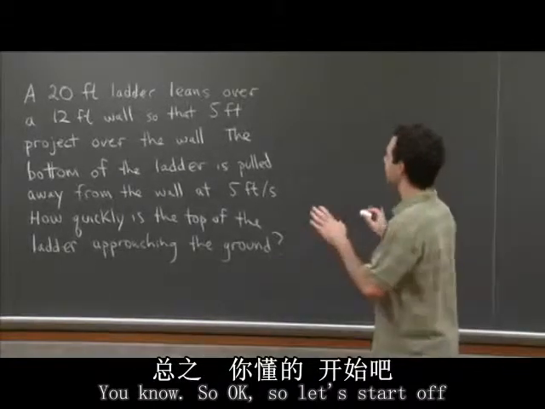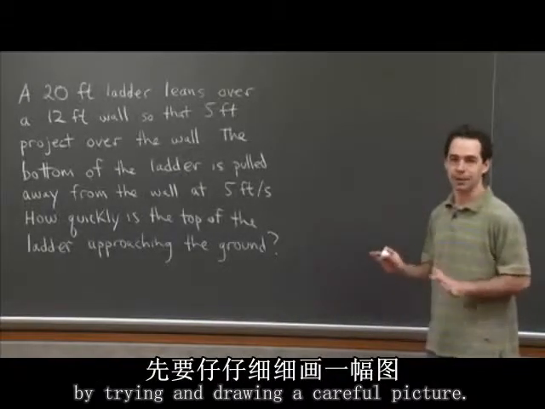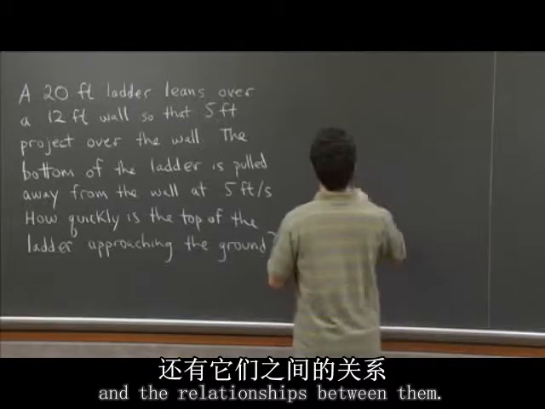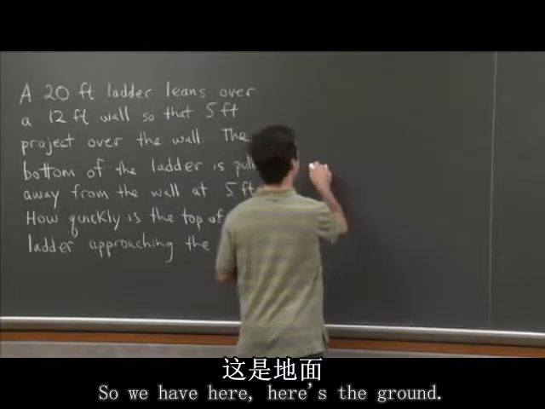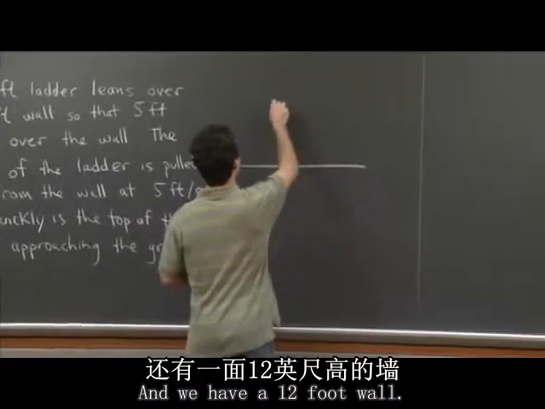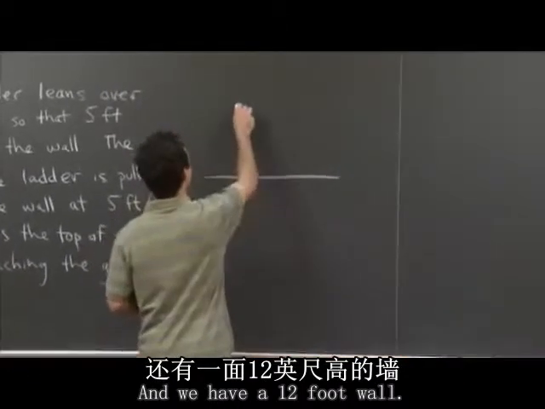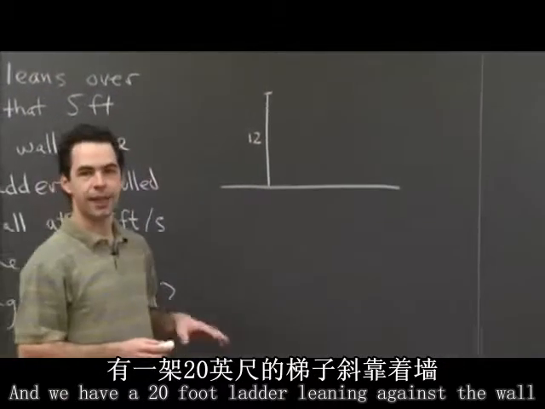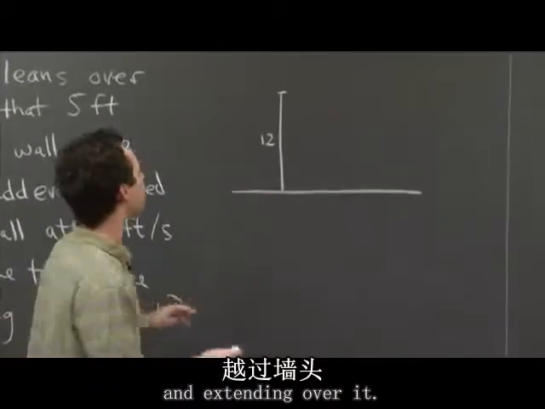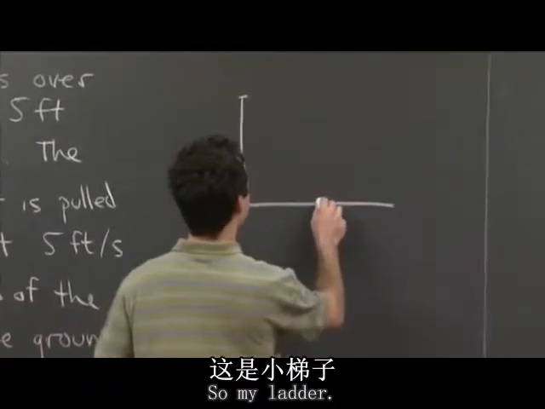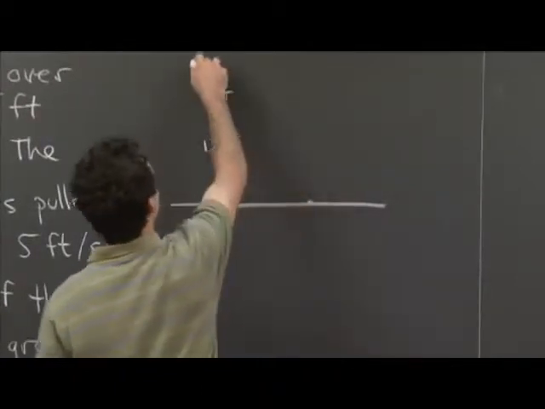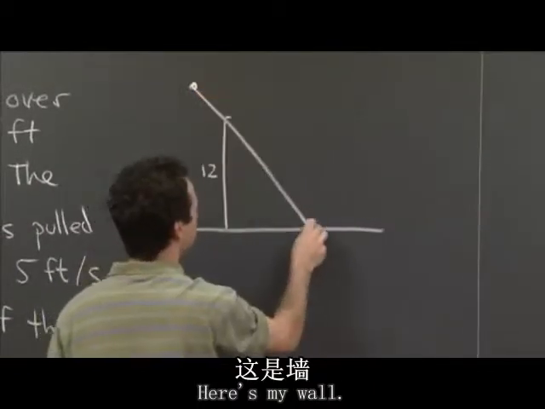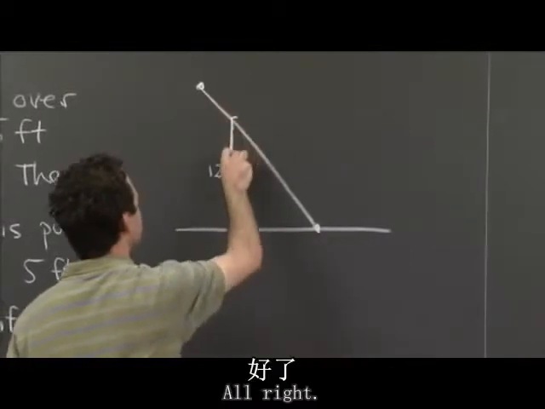Okay, so let's start off by drawing a careful picture, and then we'll have to figure out what the quantities that we're interested in are and the relationships between them. So here's the ground, and we have a 12-foot wall. And we have a 20-foot ladder leaning against the wall and extending over it. So here's my ladder. Here's my wall.